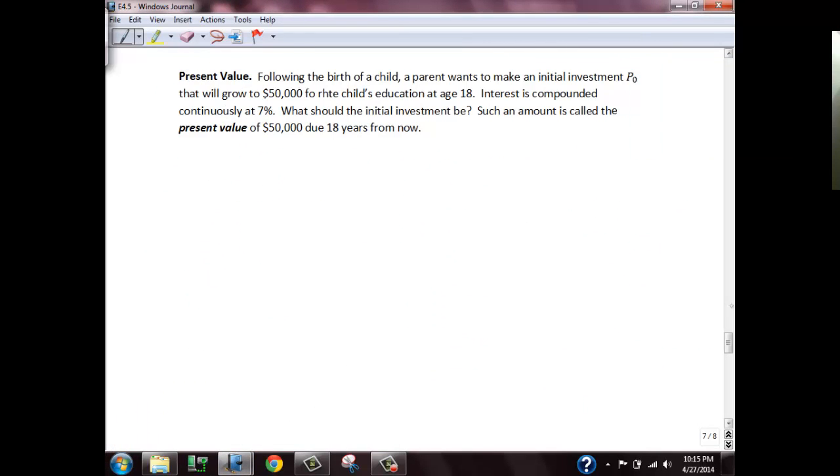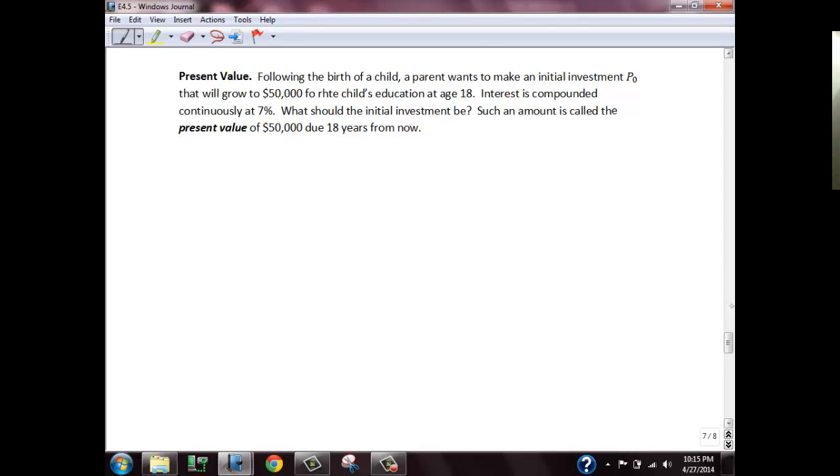All right, so this last example I want to go over is talking about present value. And really, this is exactly like all the other ones we've done. The only difference here is the thing you're solving for is not the ending value and it's not the time. So this is just another example of something they could throw your way.